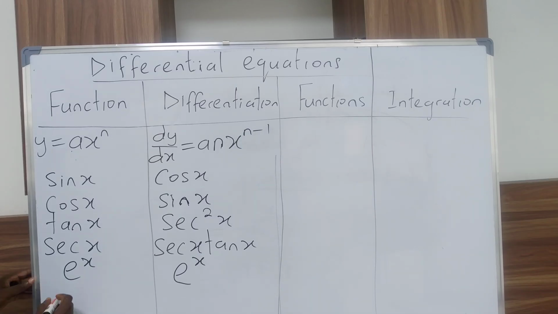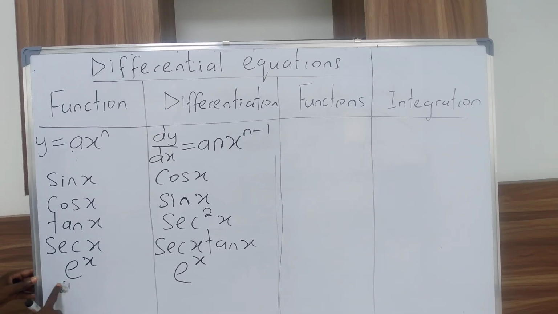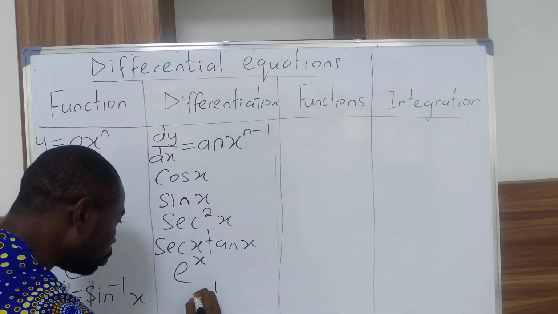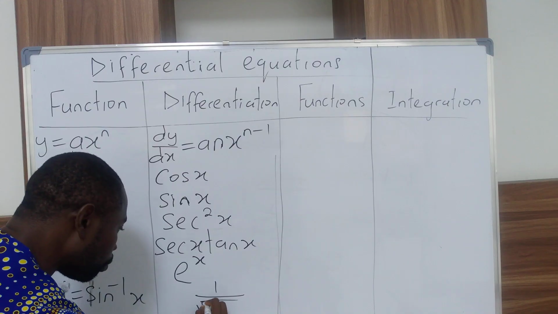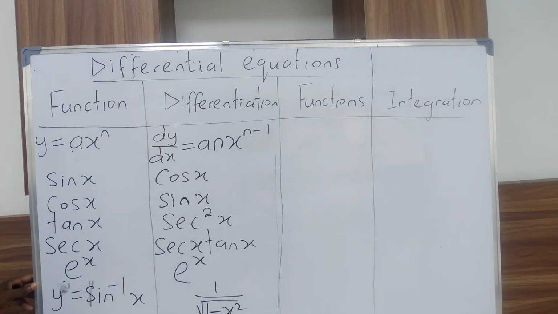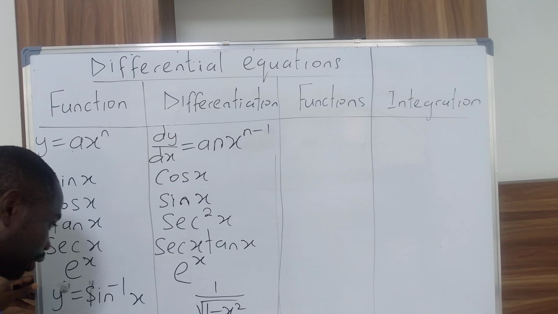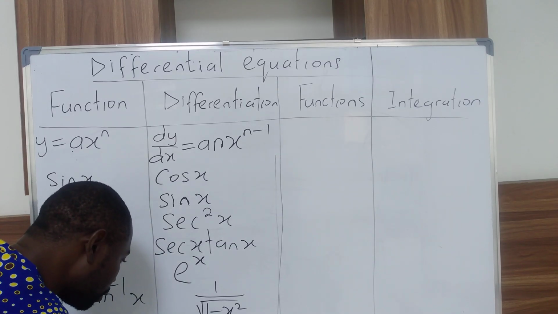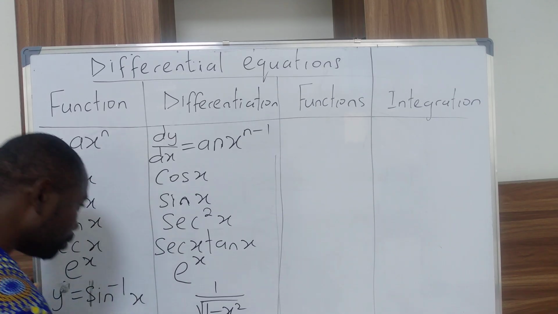When we differentiate arc sine x, it's going to give us 1 over square root of 1 minus x squared. When we differentiate arc tan x, I'm going to get 1 over x squared plus 1.